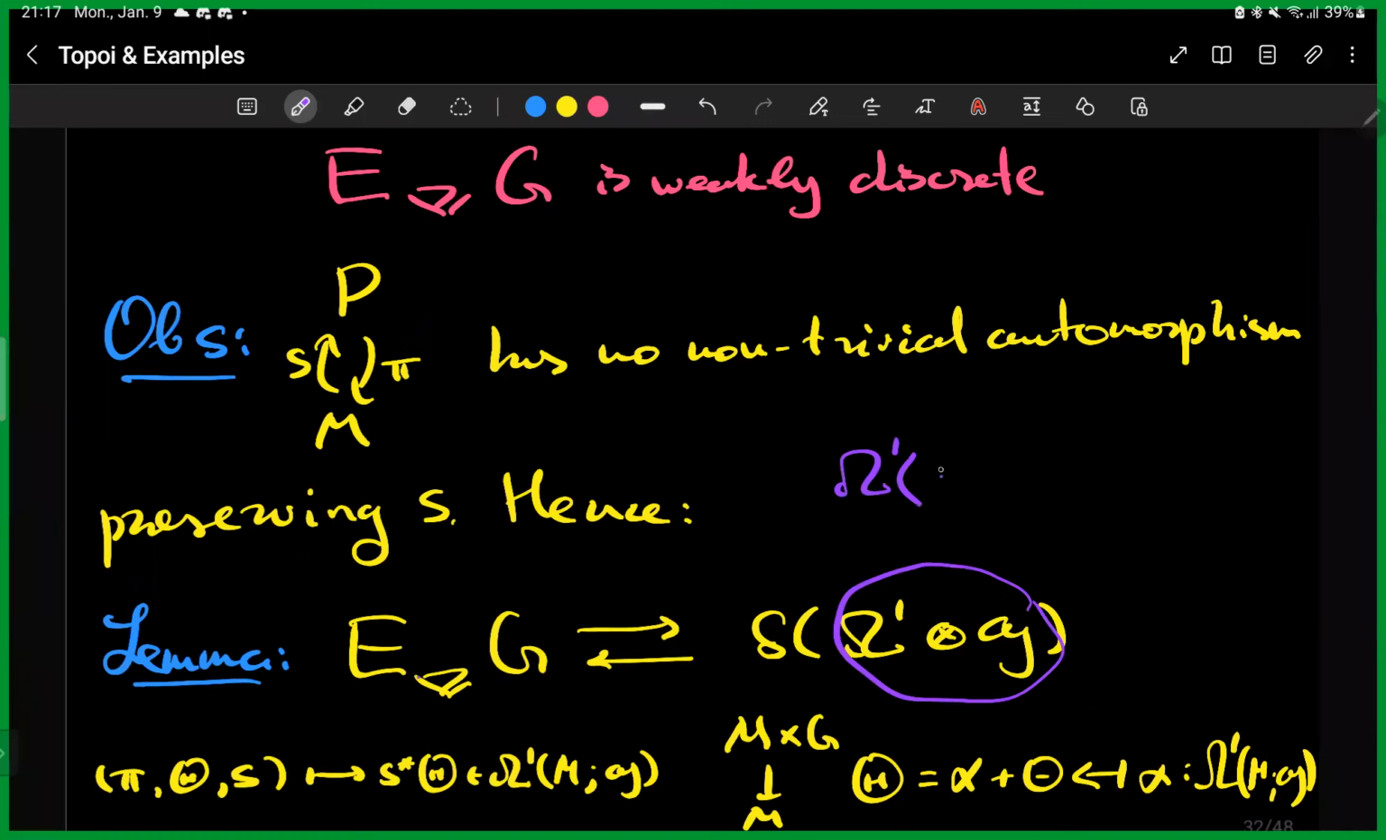where this is a presheaf which takes the following value on an arbitrary manifold. So we just take one-forms valued in the Lie algebra of the Lie group G.